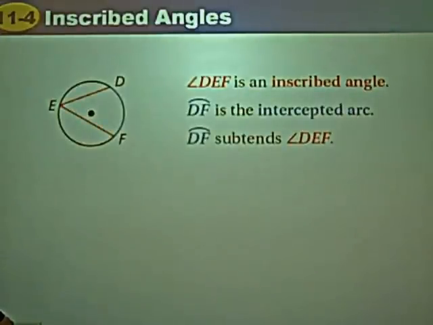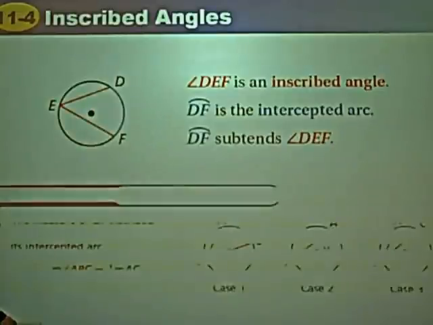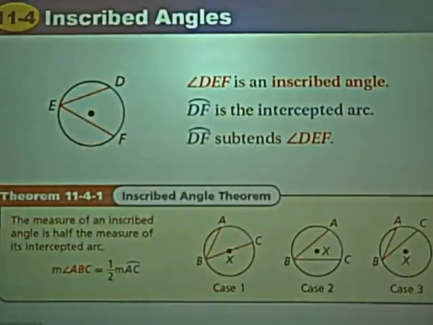So, here's another picture of one. DEF, inscribed angle. DF, intercepted arc. DEF subtends arc DF, or the other way around because they're across from each other. Okay? And here's the big news on this. This is the thing that needs to be in your notes.